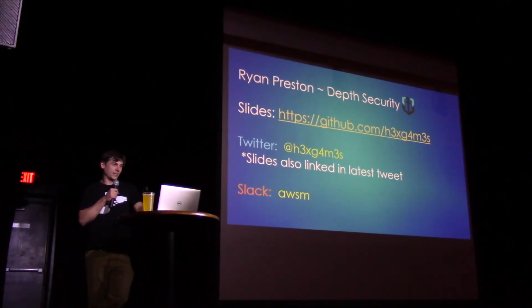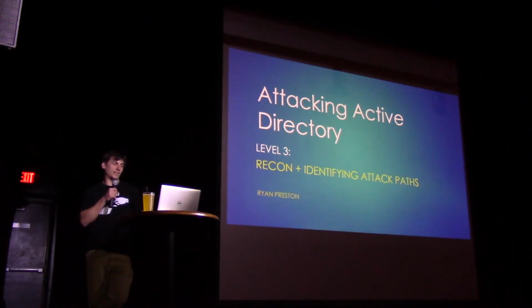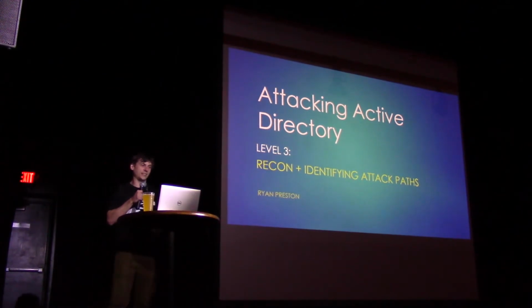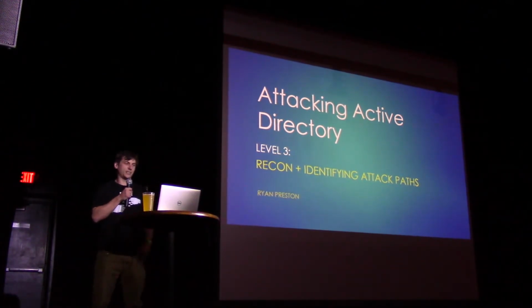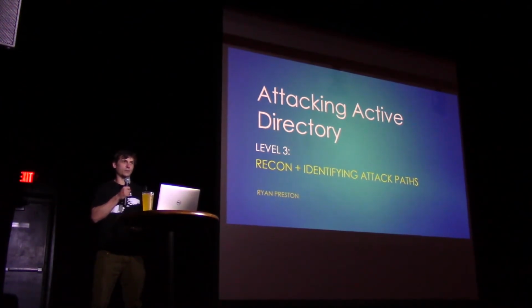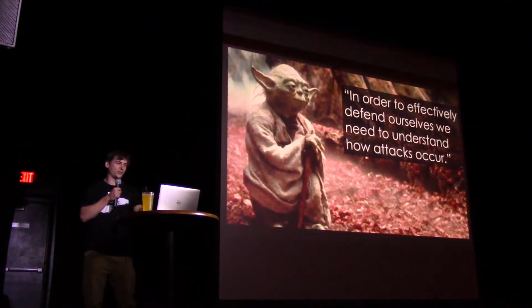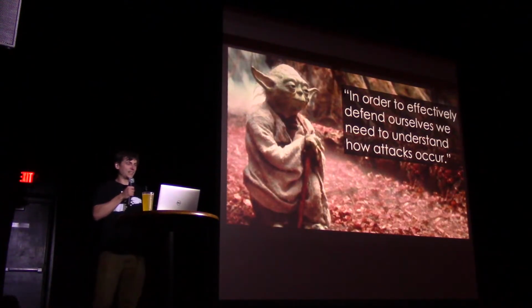So we're on level 3 now with the attacking Active Directory series. This time we're post getting our first shell, inside the network, and now we're going to start doing some recon and identifying those attack paths. This whole thing started with my Yoda Zen comment here: in order to effectively defend ourselves, we need to understand how these attacks occur.